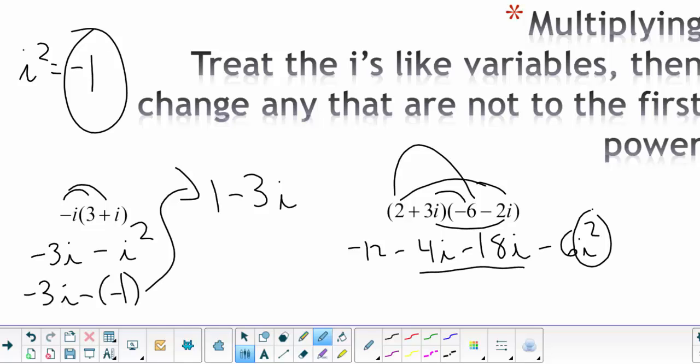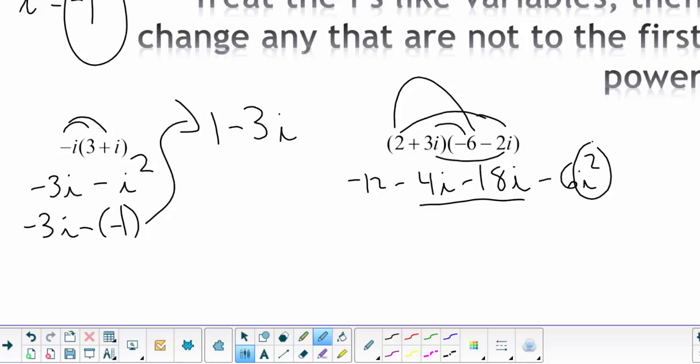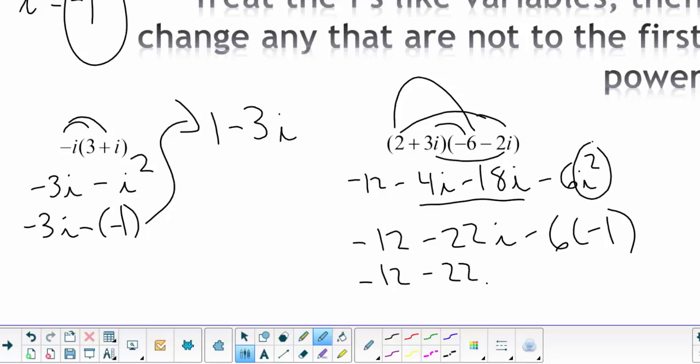So I'm going to combine these two terms because we got like terms there. So now I've got negative 12 minus 22i. And now I have minus 6 times negative 1. So I'm going to replace that i squared with a negative 1. So that's really going to become a plus 6 right there. We've got negative 12 minus 22i plus 6. So now I can combine that negative 12 with the positive 6. So we got negative 6 minus 22i, and that would be our solution.